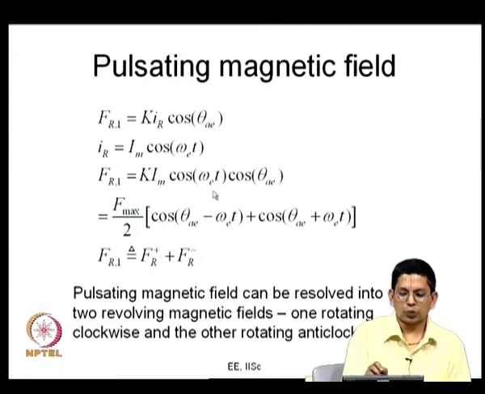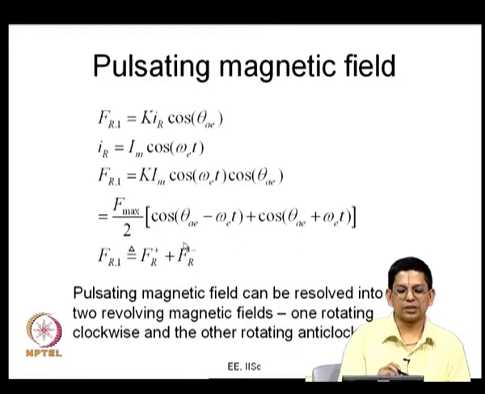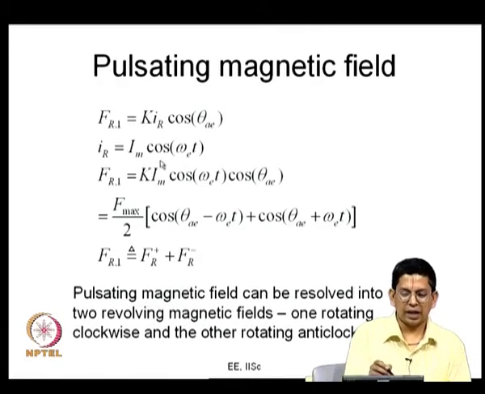Now, it is a product of two cosines. You can always write it as the sum of two cosines like this. So, it is f max by 2. This K Im, let me call that f max for convenience. And this is f max by 2 times cos of theta AE minus omega ET, which is the difference between these two arguments, plus cos of theta AE plus omega ET, which is the sum of these two. So, I can write this FR1 as two different components, theta AE minus omega ET and theta AE plus omega ET.